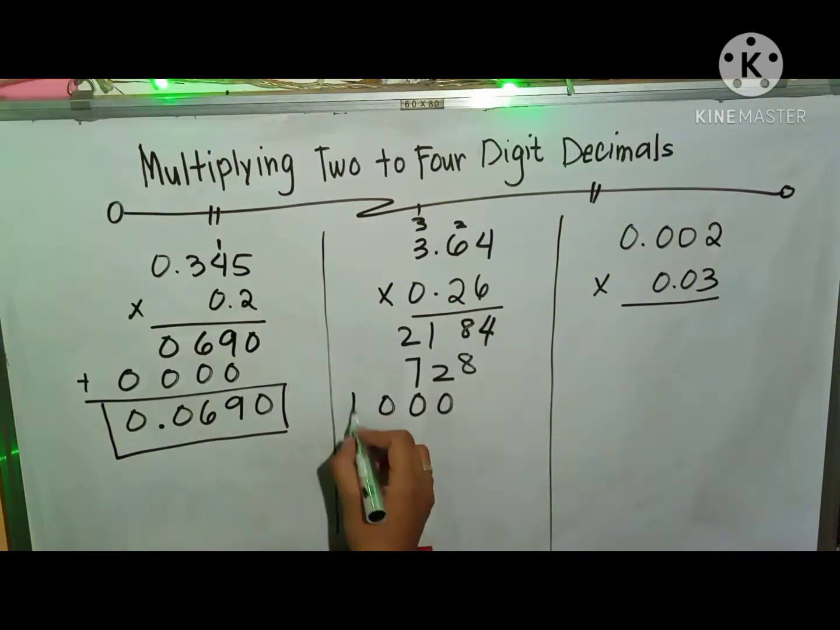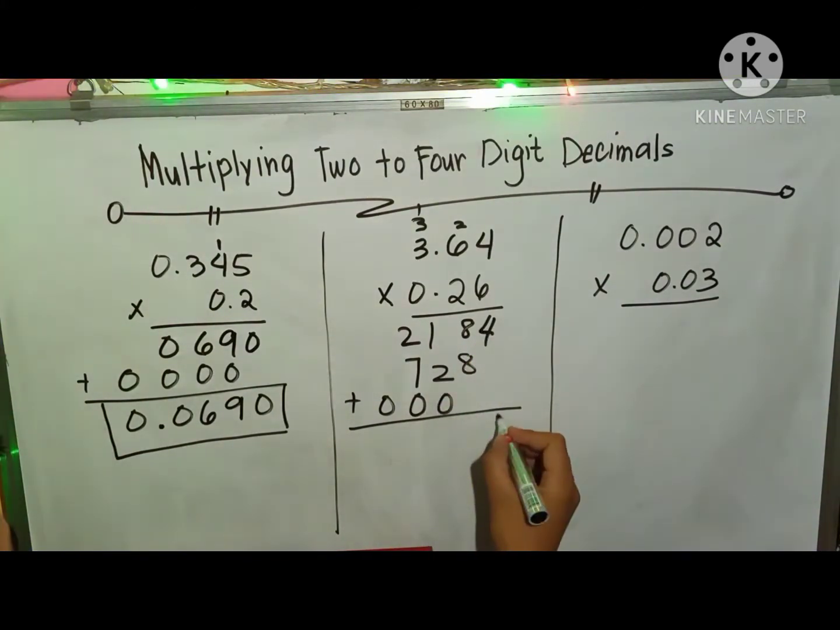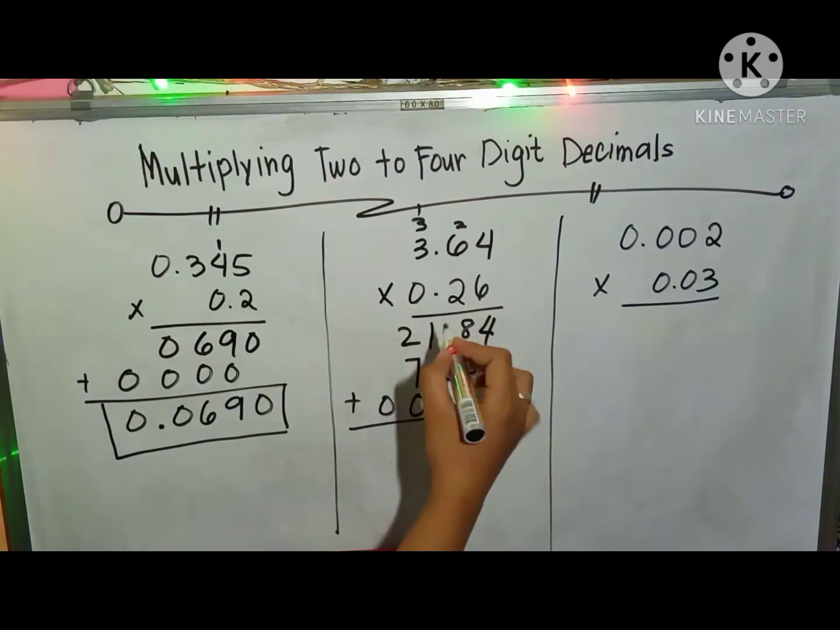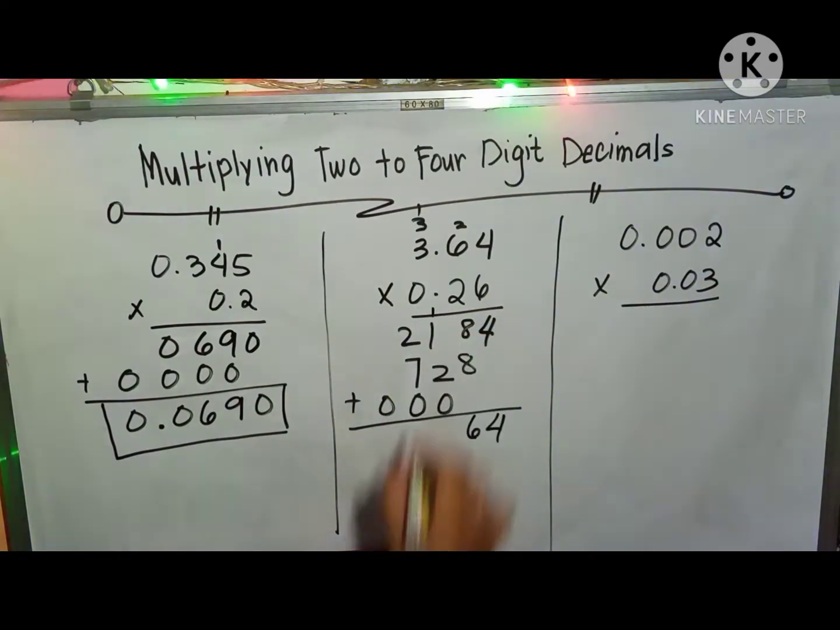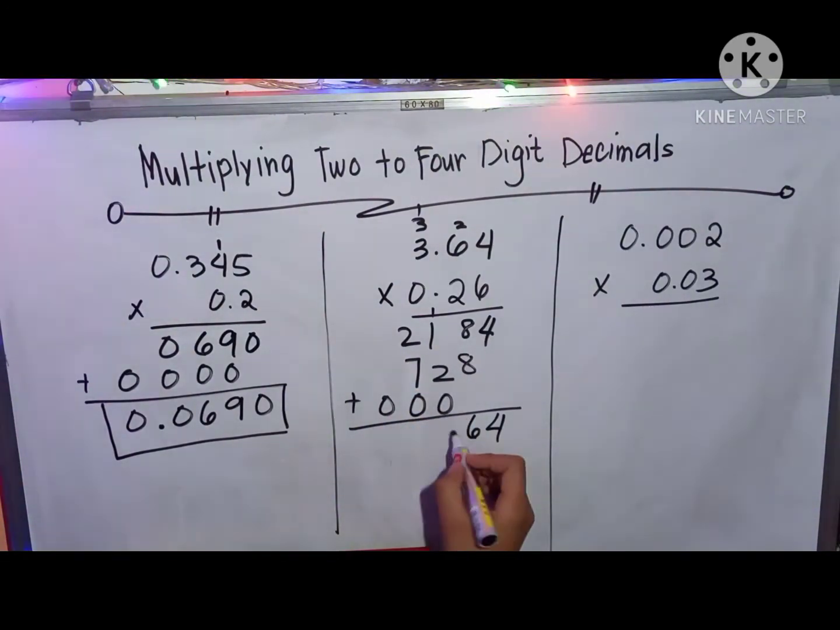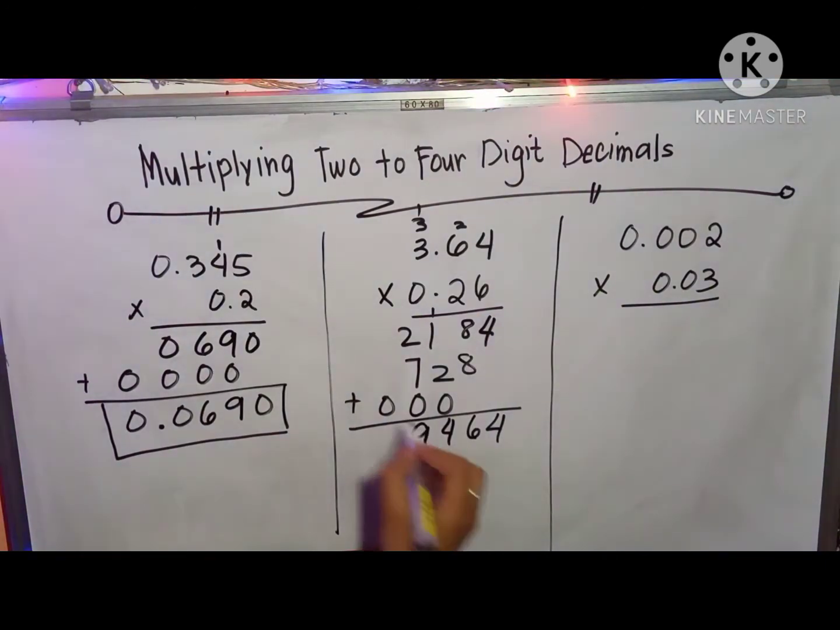Now, the next step that we are going to do is to add all the products that we get. 4, bring down 4. 8 plus 8 is equal to 16. Carry 1. 1 plus 1 is equal to 2. Plus 2 is equal to 4. Plus 0 is equal to 4 pa rin. 2 plus 7 is equal to 9. And then bring down 0 dahil wala na siyang katapat.